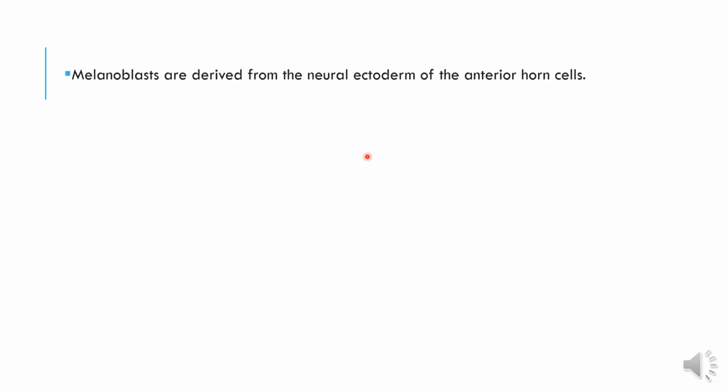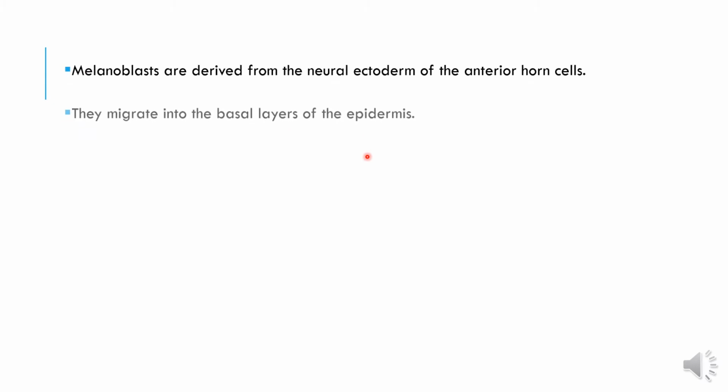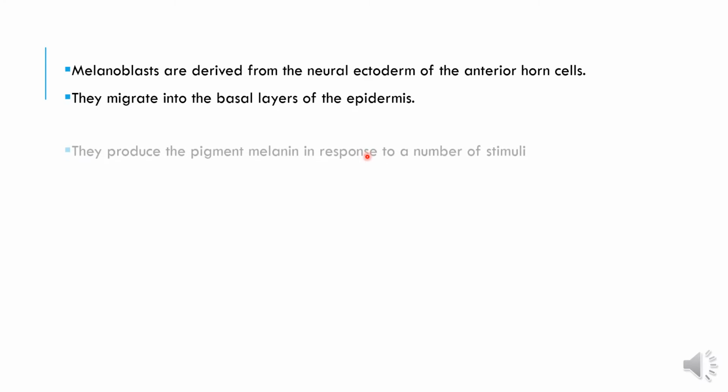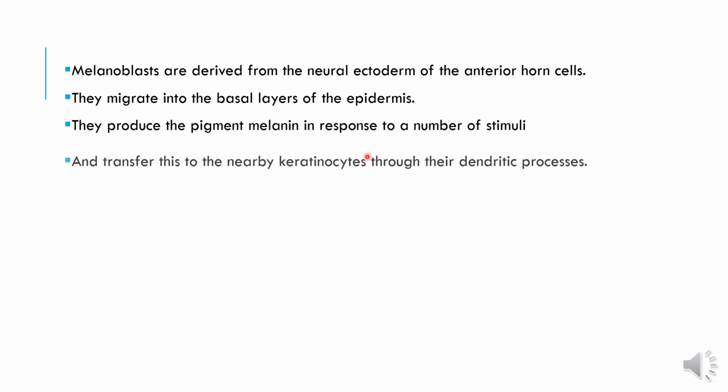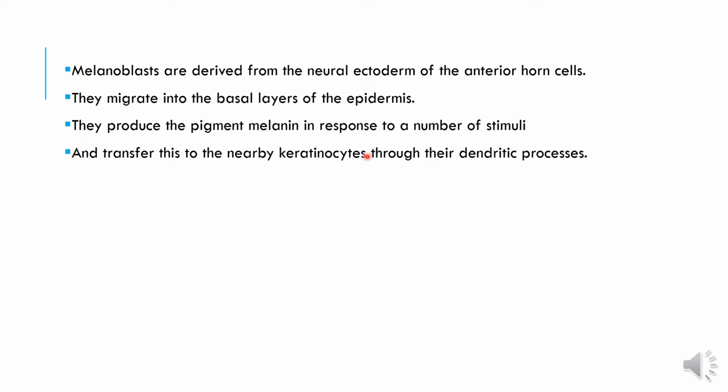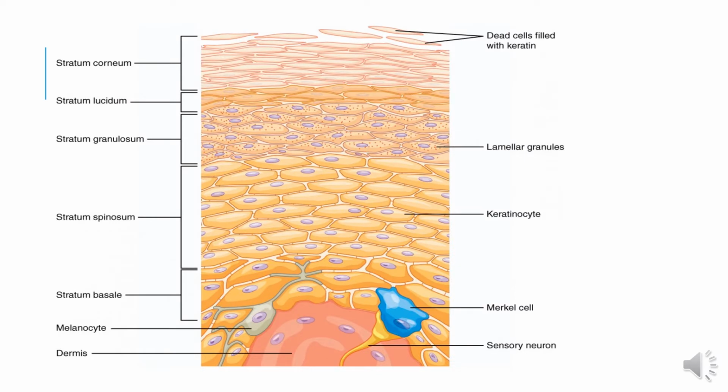Melanoblasts are derived from the neural ectoderm. They migrate into the basal layer of the epidermis and produce the pigment melanin in response to a number of stimuli. They transfer this melanin produced to nearby keratinocytes through their dendritic processes. Now, this diagram shows the melanocytes found in the stratum basale. Here they are. And then when they produce melanin, they transfer it. These are their dendritic processes through to the keratinocytes present here in the stratum spinosum.